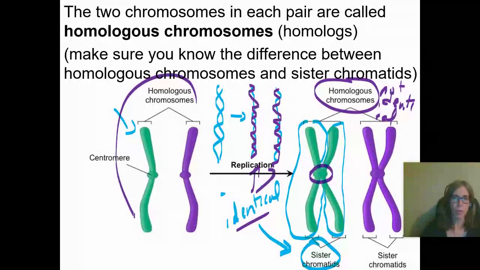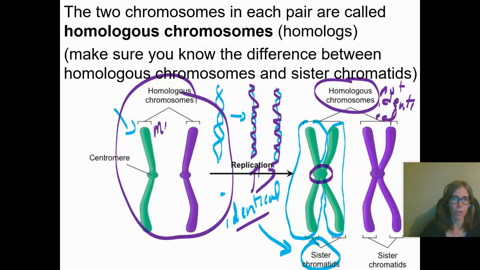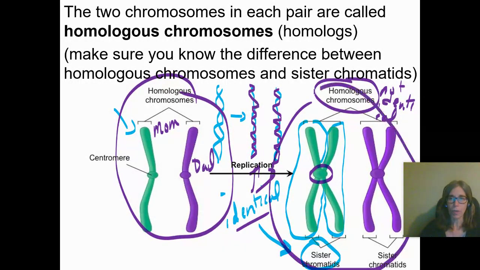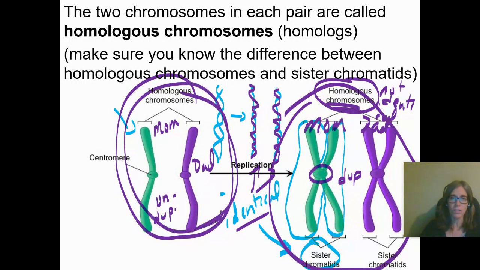So this would be a pair of homologous chromosomes, one from mom and one from dad. And this would also be a pair of homologous chromosomes, one from mom and one from dad. It's just that these are duplicated, whereas these are unduplicated, right? These have not gone through the synthesis phase yet, and these already have gone through the synthesis phase.